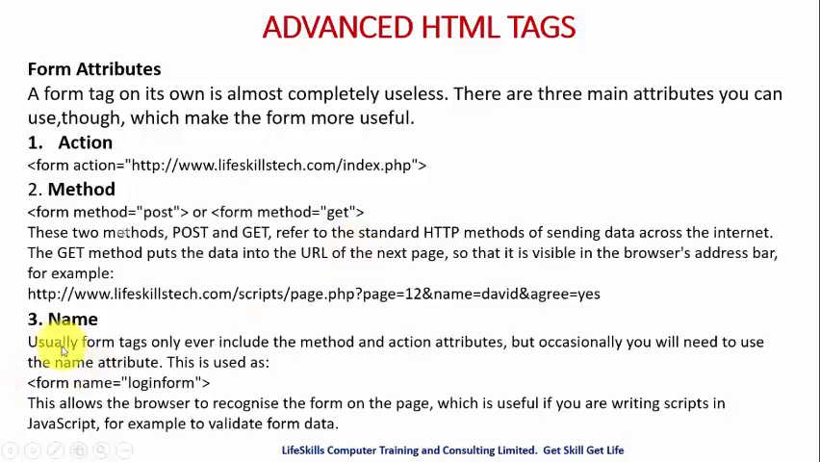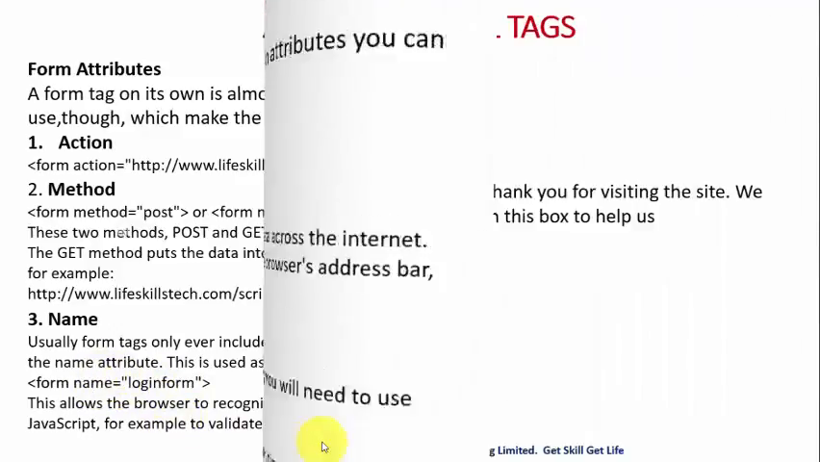Then there is another attribute called name. You will need to use the name attribute, but it's not compulsory. Where will you need it? You will need it when you are writing JavaScript to validate form data, as you know that JavaScript is majorly for form validation. So that is the function of the name attribute.